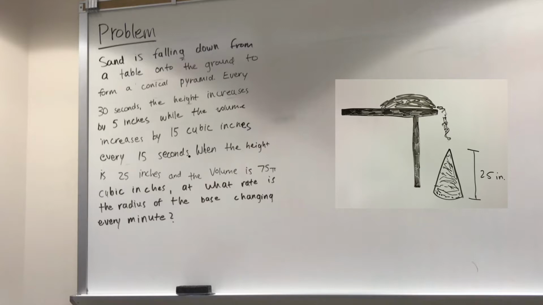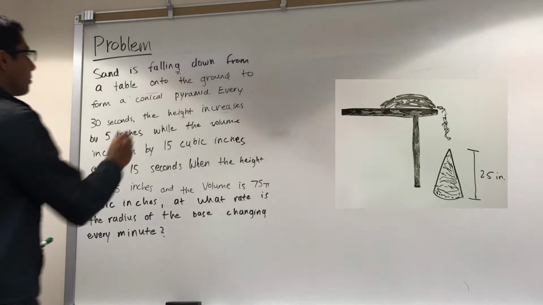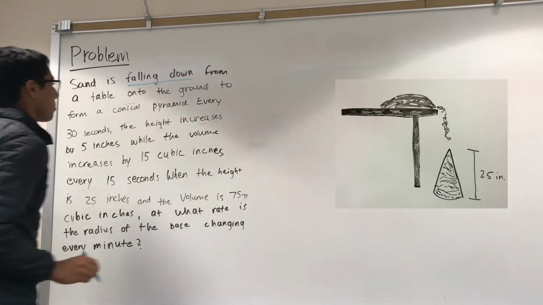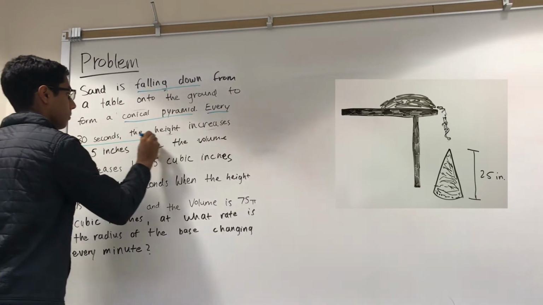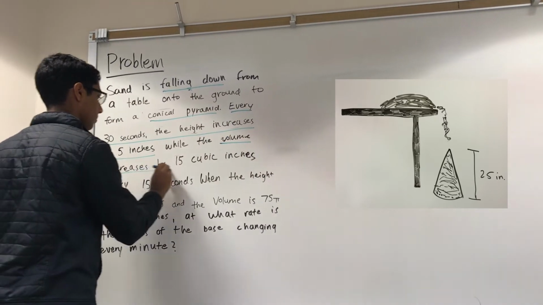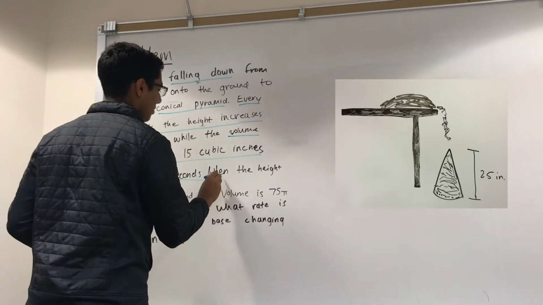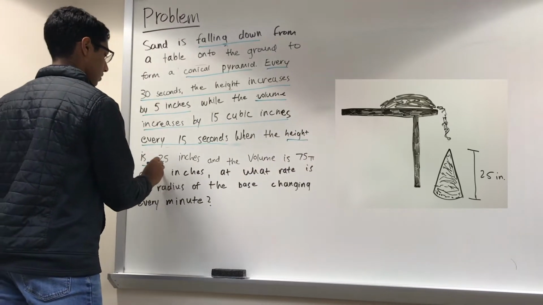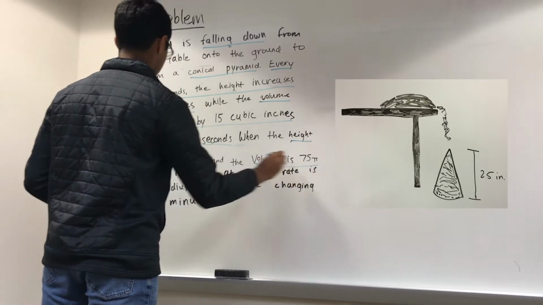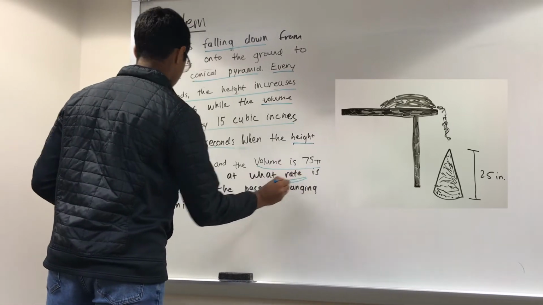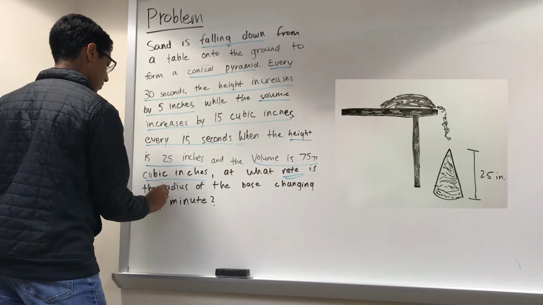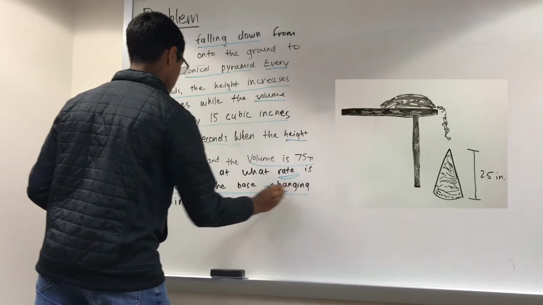So when we first approach this problem, we want to figure out what we already know and what we're trying to find. Let's underline some of the things we already know. So we know the sand is falling down from the table onto the ground. We also know it forms a conical pyramid. So the height increases by 5 inches every 30 seconds, and the volume increases by 15 cubic inches every 15 seconds. Next, we know the height is 25 inches at the moment, and the volume is 75 pi cubic inches at the moment. So that's what we know. Next, what we're trying to find is the rate the radius of the base changes every minute.